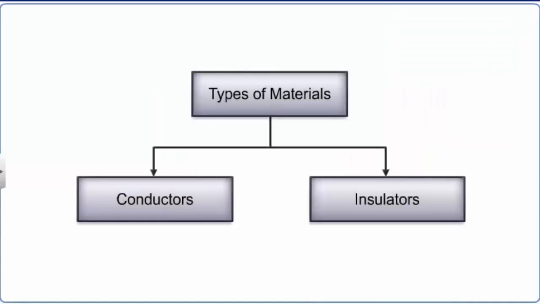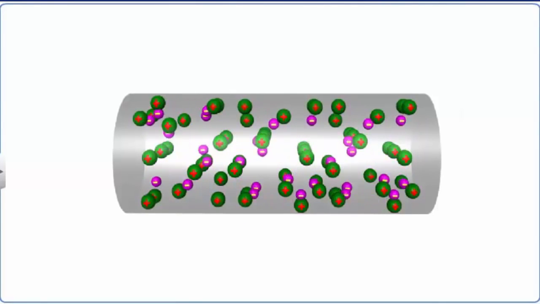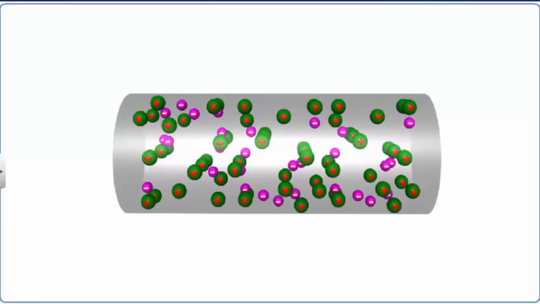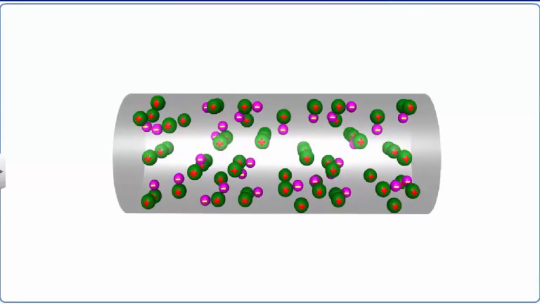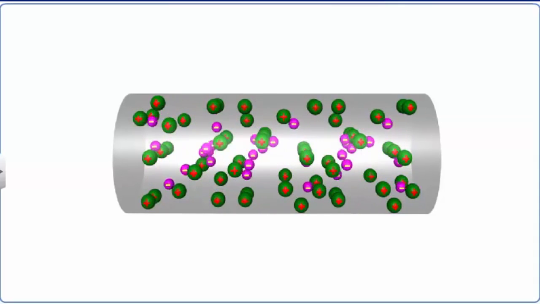Let us now learn about conductors and insulators. We know that atoms are the basic building blocks of all matter. In an atom, the protons and neutrons are the constituents of the nucleus, while the electrons revolve in orbits around the nucleus. For some materials, generally metals, the electrons in the outermost orbit are loosely bound to the nucleus, and these electrons are called free electrons. These electrons are relatively free to move around the material.